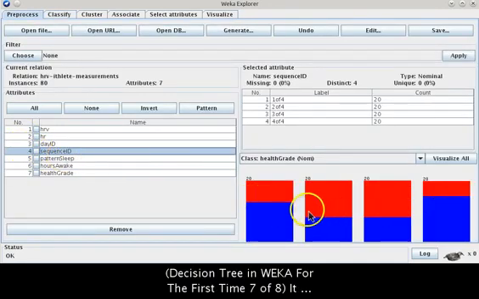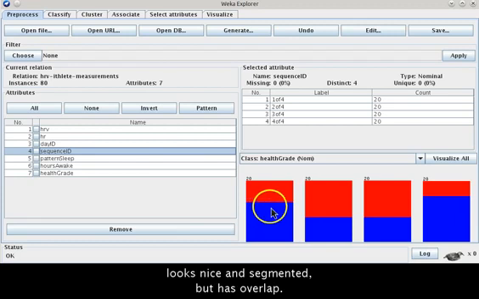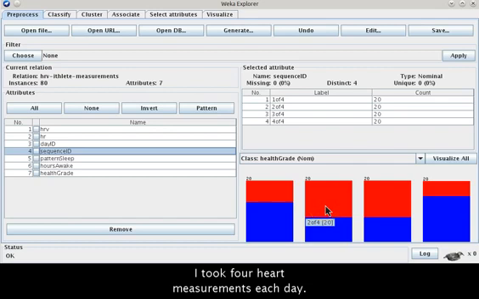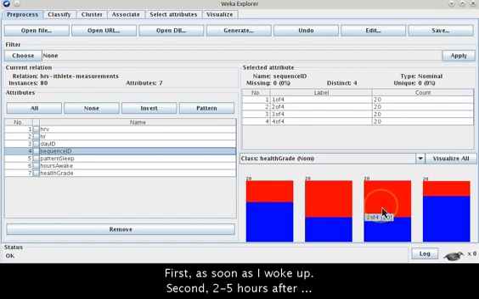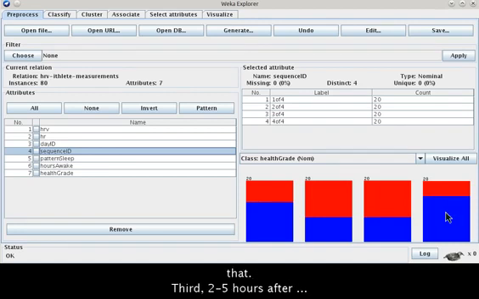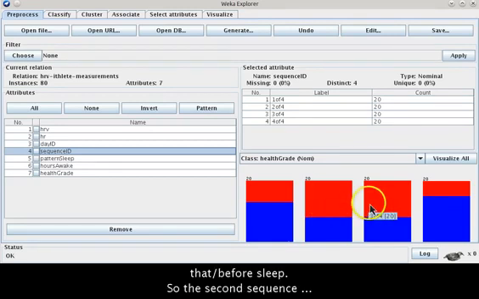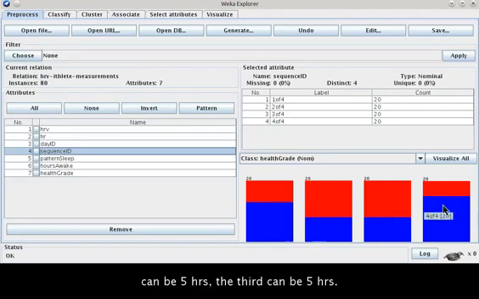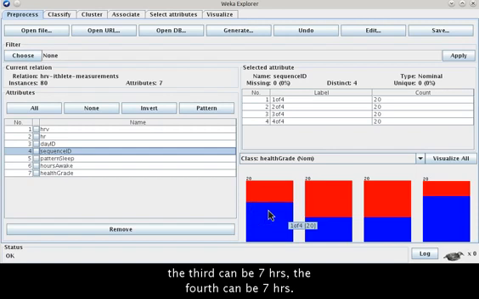I took 4 heart measurements each day. First, as soon as I woke up. Second, about 2 to 5 hours after that. Third, about 2 to 5 hours after that. And fourth, 2 or more hours after that, before I went to sleep. So the second sequence can have a 5-hour. The third can have a 5-hour. The third can have a 7-hour. The fourth can have a 7-hour. So now you see why it's so easy to predict the first one, and it's so difficult to predict the middle ones.